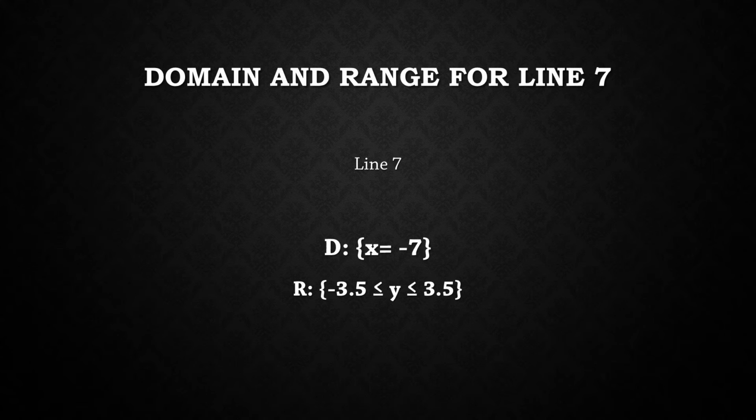The domain and range for line 7 is that the domain is x equals negative 7 and the range is negative 3.5 is less than or equal to y is less than or equal to 3.5.